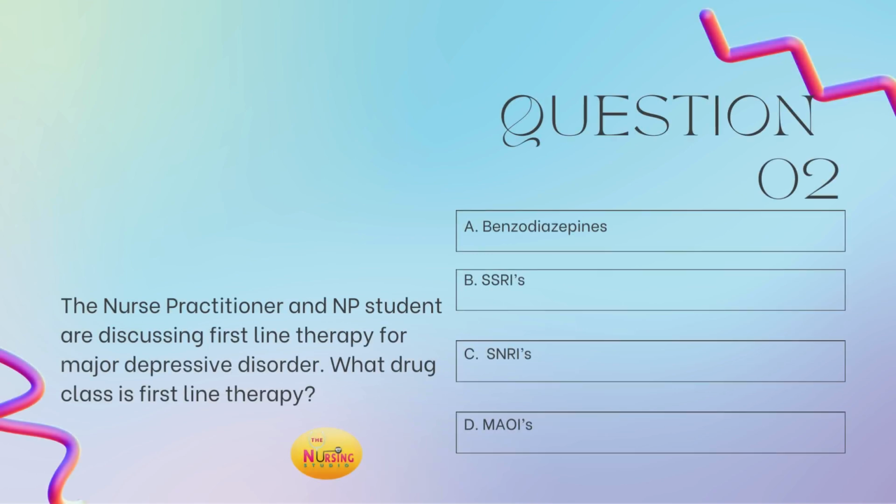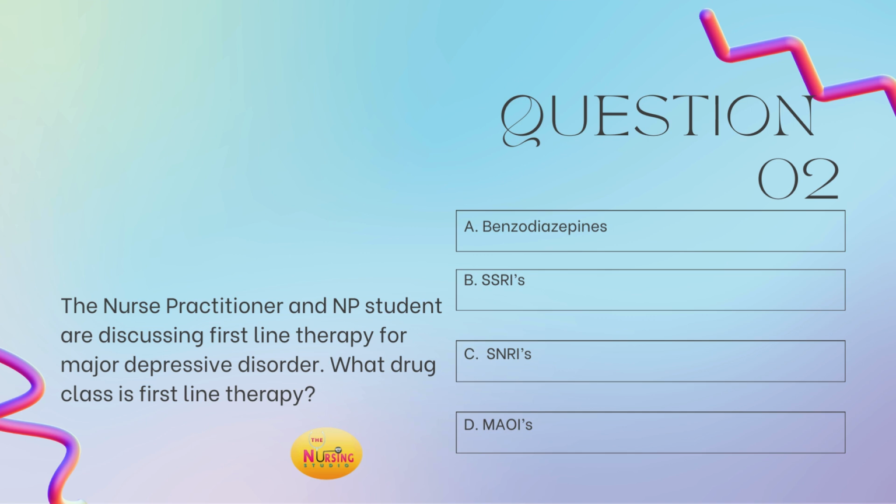All right, question number two. The nurse practitioner and NP student are discussing first line therapy for major depressive disorder. What drug class is first line therapy? Is it A, benzodiazepines, B, SSRIs, C, SNRIs, or D, MAOIs? Tell me what you got in the comments, you guys.